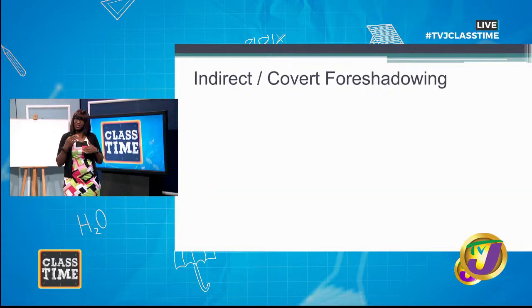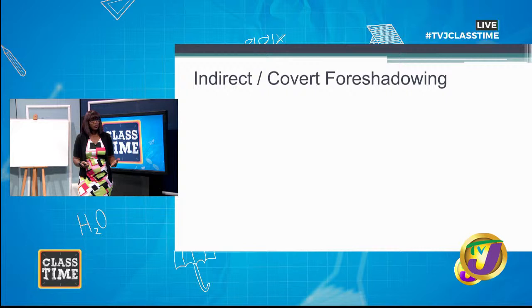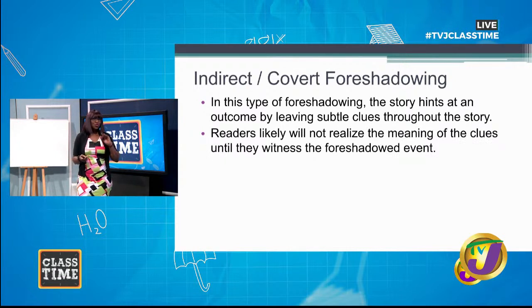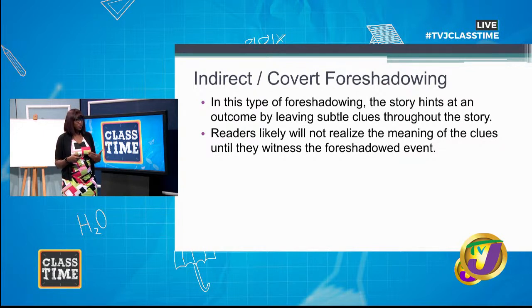Now you think about the indirect or the covert, and this one requires a little more creativity. So in the direct, you just say it out loud. But in the indirect, this is where your true creativity will shine. So you're going to leave the hints, and they're going to be subtle. But remember, you don't want them to be so subtle that we miss them entirely. So the reader might not, at that point in time, realize that you were foreshadowing. But later in the plot, they will see that you were hinting that something was going to happen.